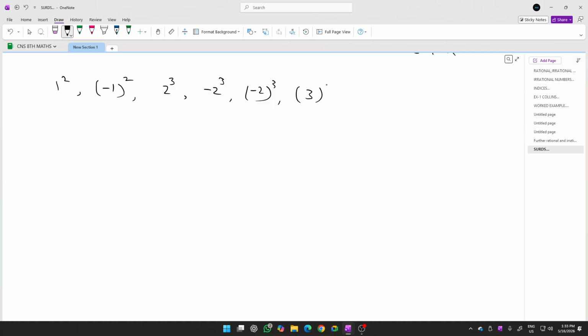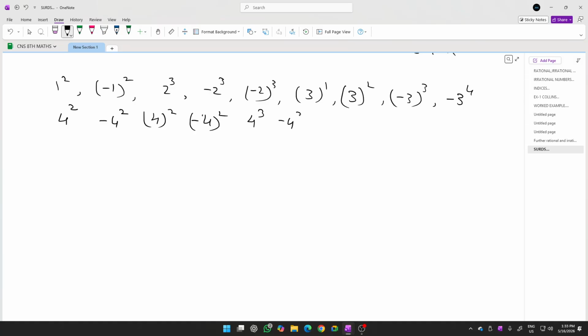raised to 1, 3, 2, and minus 3, 3, and then minus 3, 4, 4, 2, minus 4, 2, 4, 2, minus 4, 2, 4, 3, minus 4, 3, 4, 3, minus 4, 3.